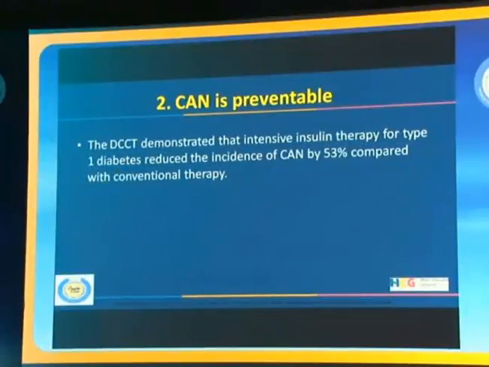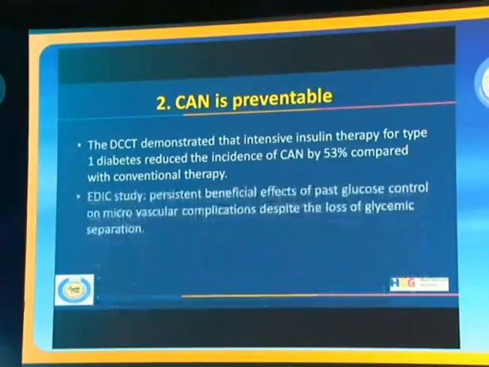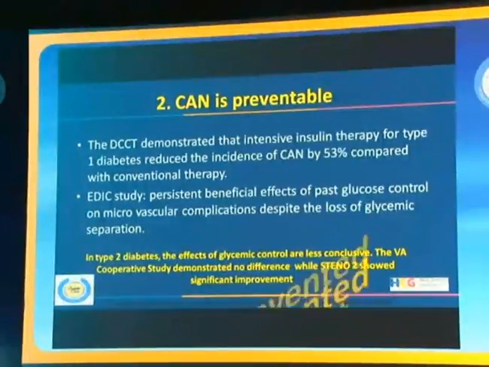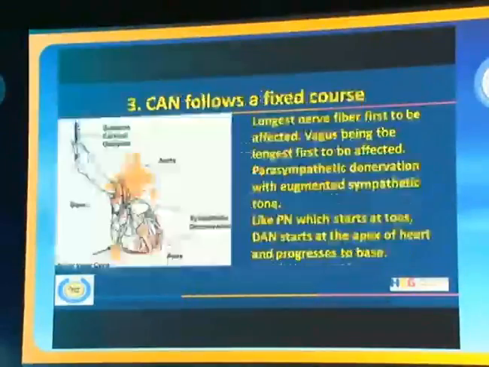The DCCT study demonstrated that intensive therapy, even in those years, reduced the incidence of CAN by 53%. Not only that, the EDIC study came out with surprising findings. They found that CAN also has a legacy effect, just as good as diabetes. So if a person's glycemic control is very well intensively controlled within the first 5 years, the incidence of CAN goes down in later years, even though glycemic control is not good. So it has a legacy effect. Although these effects were not shown properly in type 2 diabetes, they have now been shown. So why should we screen CAN? Because it is best prevented and it has a legacy effect.